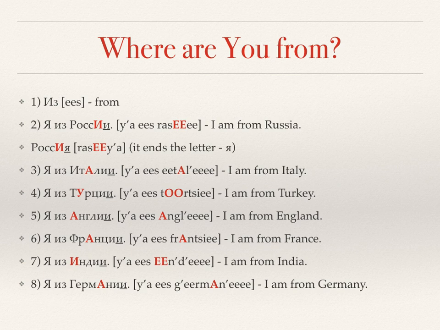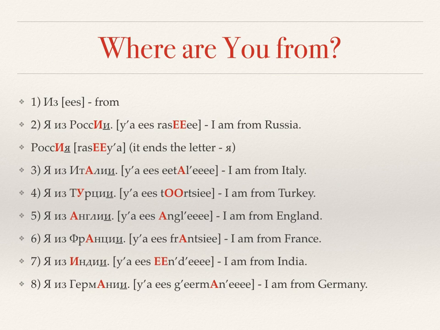Number 2. Я из России. I am from Russia. Number 3. Я из Италии. I am from Italy. Number 4. Я из Турции. I am from Turkey. Number 5. Я из Англии. I am from England.